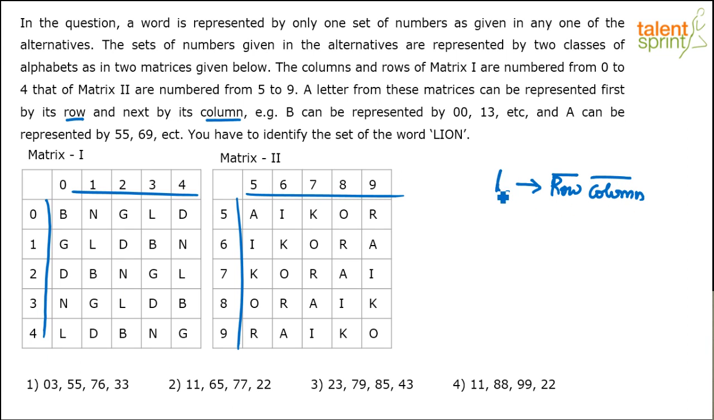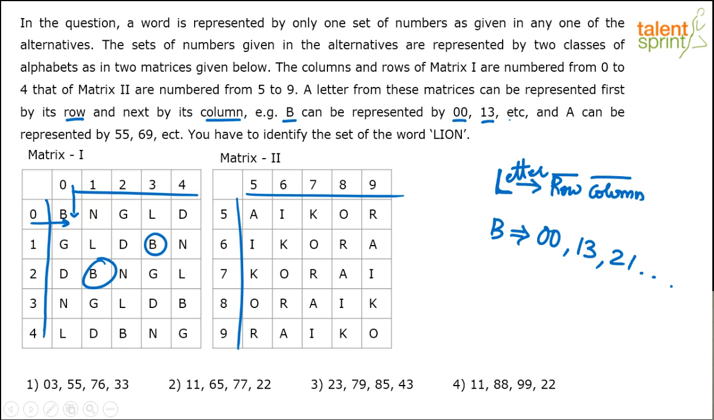And there can be multiple ways of representing a letter. For example, it says B can be represented as 00, 13, etc. Now where is B? B is in the first matrix, right? B is 00 because B is in the 0th row and 0th column. What is the other way of taking it? Where else do we have B? We have B here, first row, third column, so it can be taken as 13. B is also here, second row, first column, so it can be taken as 21.